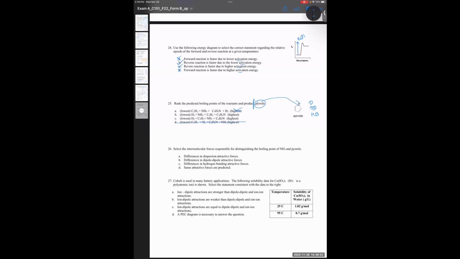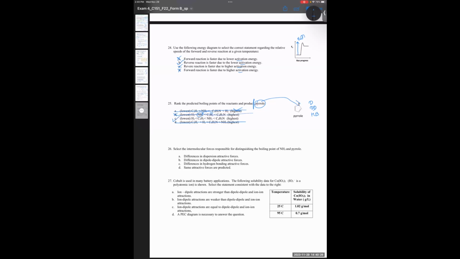If you compare hydrogen and C2H2, both are non-polar, and the only possible intermolecular forces are dispersion forces, but C2H2 has more electrons, meaning more polarizable, with a larger surface area. Therefore, it's going to have stronger dispersion forces. Therefore, options A and D are out. Between B and C, it cannot be B, because NH3 does not belong here. It should be closer to the higher end. Therefore, option B is out, and that leaves me with option C.